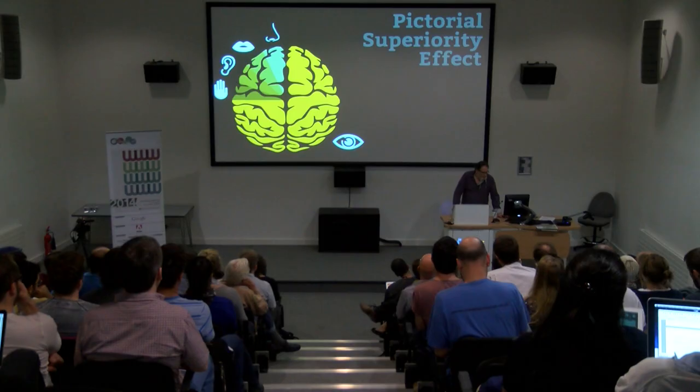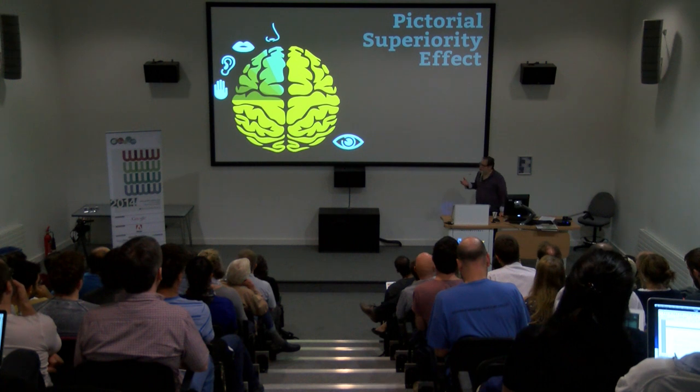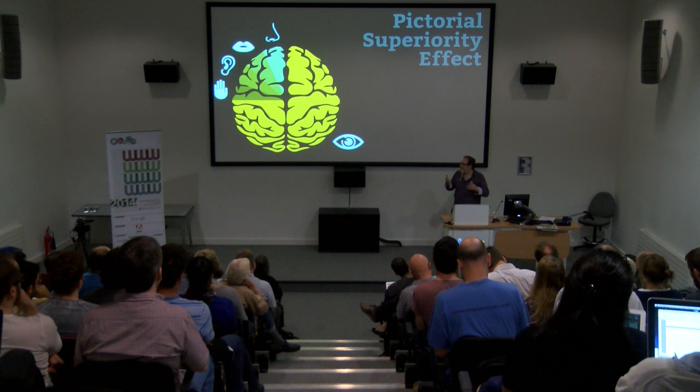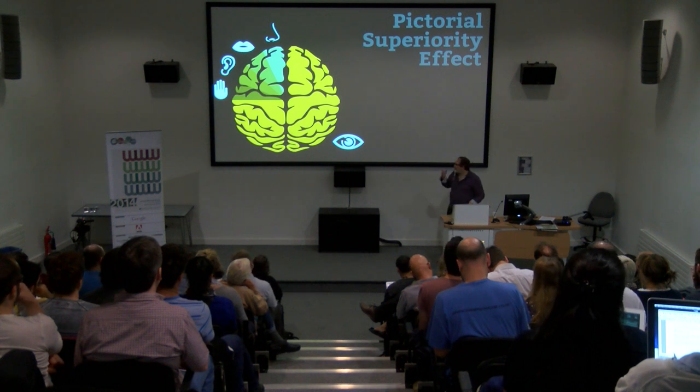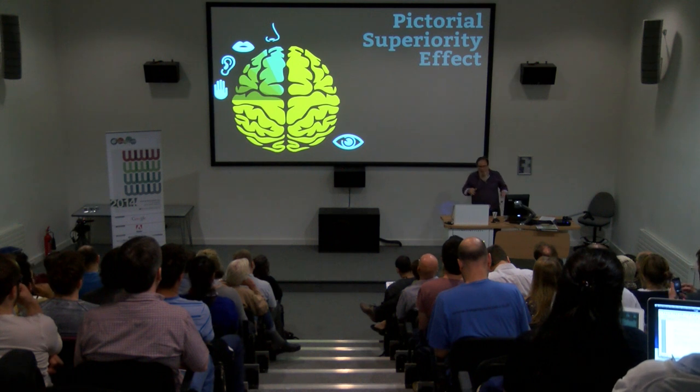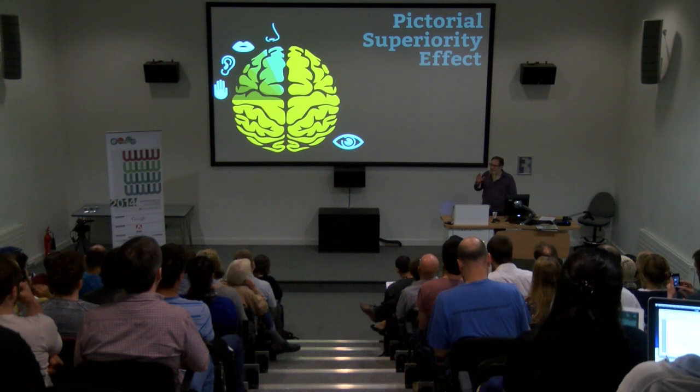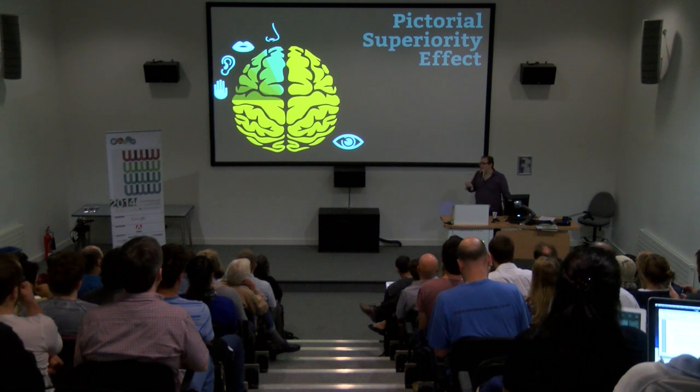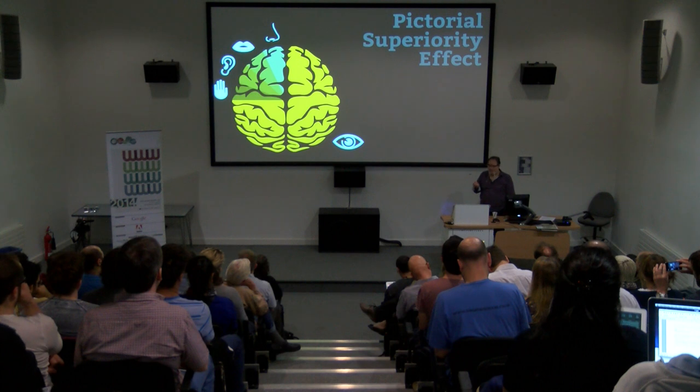And speaking of being up on stage, there's something called the pictorial superiority effect. 75% of your brain processing dedicated to your sensoria is for your vision. Everything else, tactile, audio, taste, smell, is just 25%. So that means our brain really is tuned to see things.